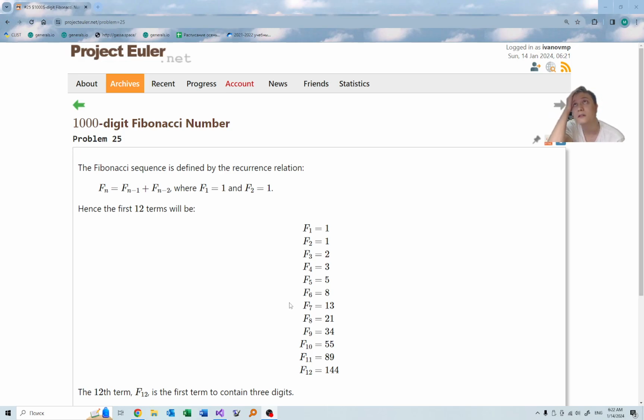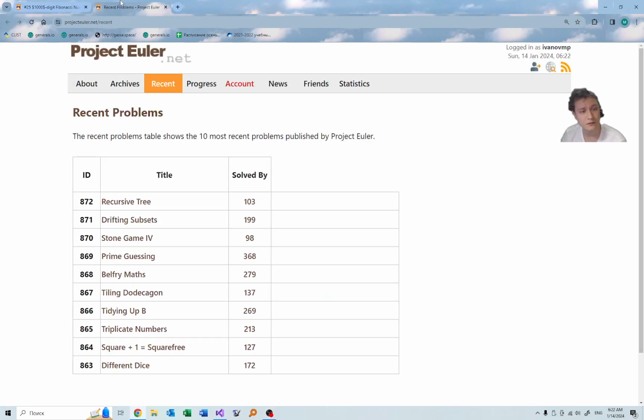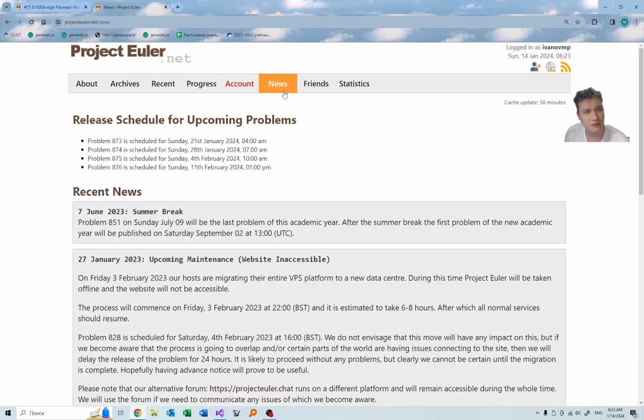Moreover, like 8 hours ago, a recent problem appeared. This one. No. Maybe recursive tree? Maybe recursive tree, I'm not sure. Where is it said? Not account, maybe news? Yeah, news. So the next recent problem will appear. Oh, 4 a.m. Oh my god. So the next problem will appear in 7 days.